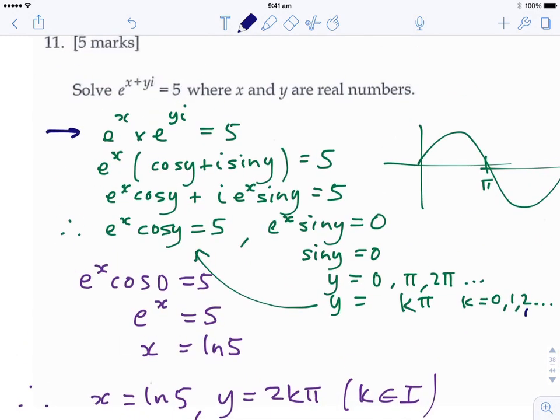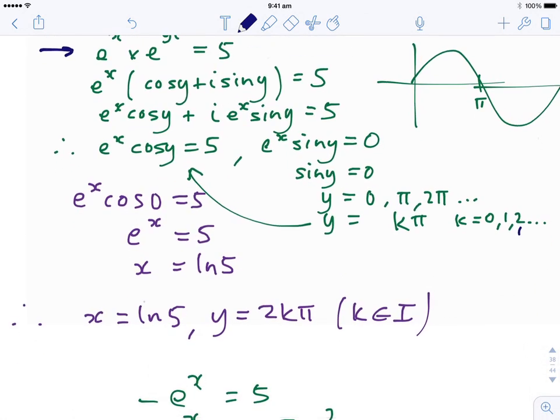So this question could be e to the x plus iy equals 5 minus i, or whatever. I can compare at this step here the real and imaginary parts of the complex number. So this part, e to the x cos y, that's the real part, and that's 5. The e to the x sin y part, that's the number in front of the i, is equal to 0. So now we've got a few equations that we can solve.